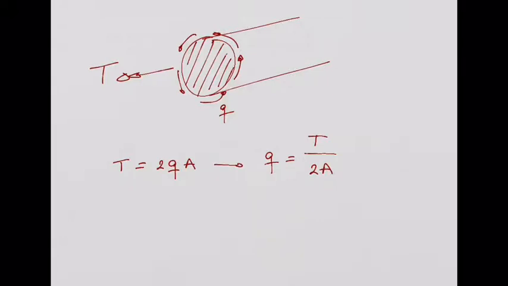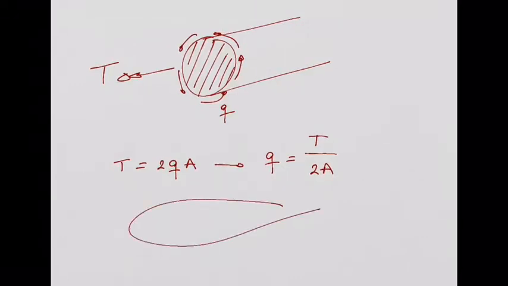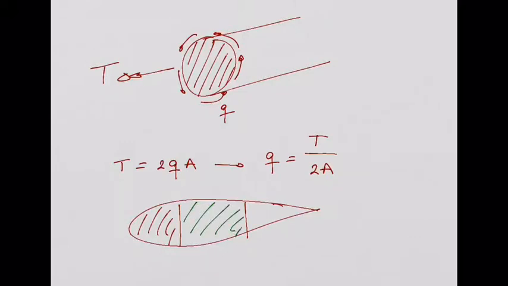We need something more for torsion, because this is a closed cross-section, a very simple cross-section, but in a wing, for example, we can have cross-sections like this, where you have multiple cells. You have one cell here, another cell here, and another cell here. So we need something more if we want to solve problems like a wing in torsion like this.